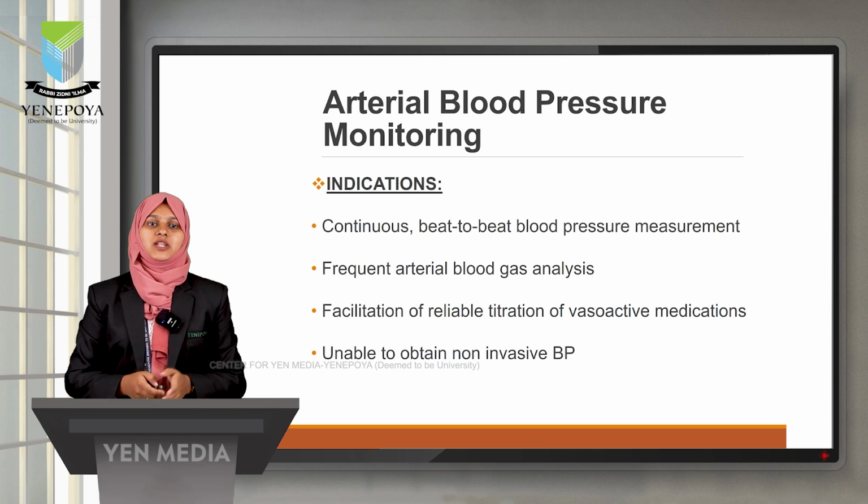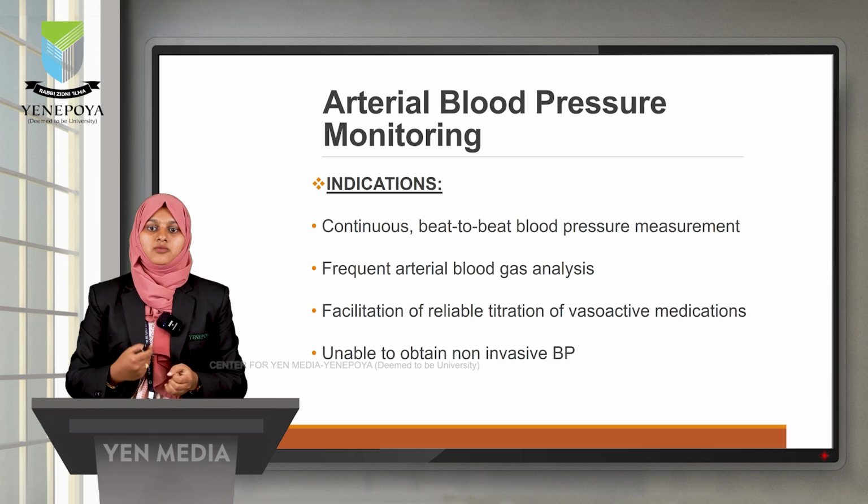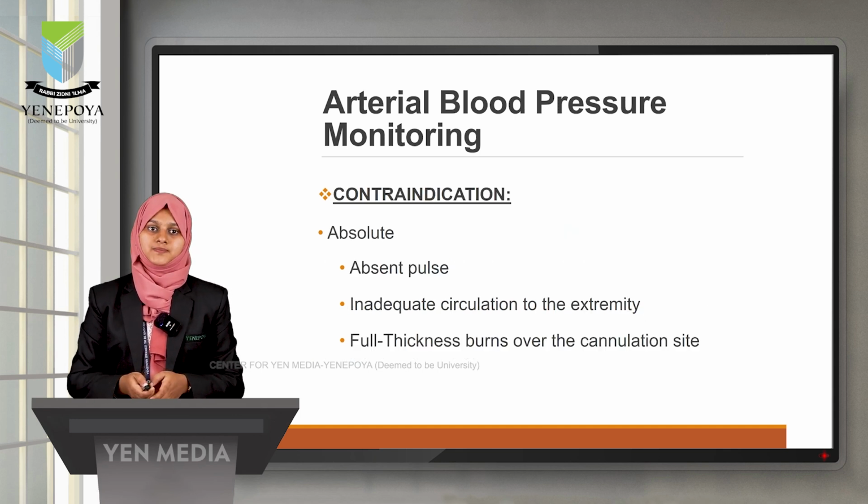Okay. So, we will move on to the indications of arterial cannulation. When we need to get beat to beat blood pressure measurement, or when we need arterial blood gas analysis, to do ABG we have to prick the artery again and again. So, if there is an arterial cannula in place, we can take frequent blood for ABG analysis. Also, for reliable titration of vasoactive medications, and when there is a complication to obtain non-invasive blood pressure monitoring.